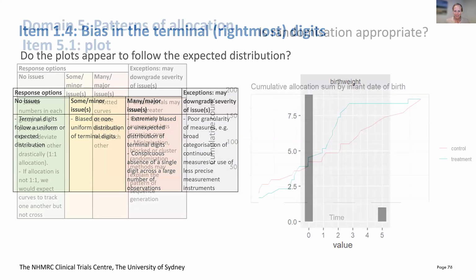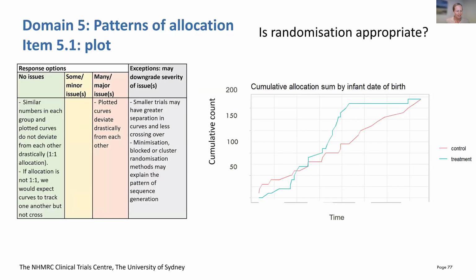Okay. So now we're looking at patterns of allocation. And we're assuming here there's a 1-to-1 randomization allocation. So in this plot, we have time on the x-axis, cumulative count on the y-axis, and the numbers being allocated to control are shown with the red line, and those allocated to the treatment are in the blue. So I'll give you a moment to contemplate that one, whether you think how you would rate it in terms of whether it has any issues.